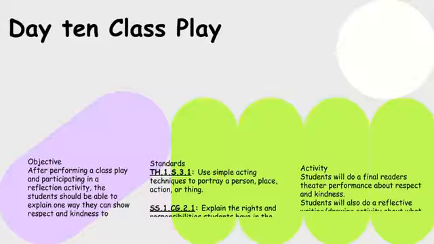For our final Friday, we'll use the standard about using acting to show ideas and explaining our rights and responsibilities. The objective is that after performing a class play and reflecting, students will explain one way they can show respect and kindness to others. Activities will include doing a final Reader's Theater performance about respect and kindness, and then doing a reflection drawing or writing activity about what they learned. Students will be assessed based on their performance in the play and the reflections they create afterwards.